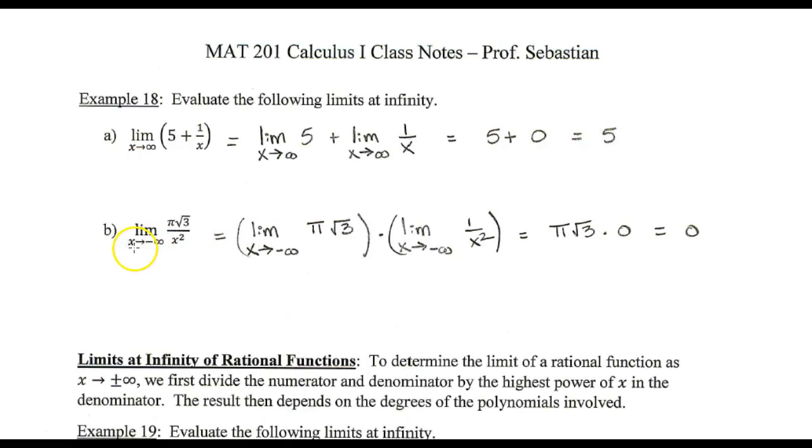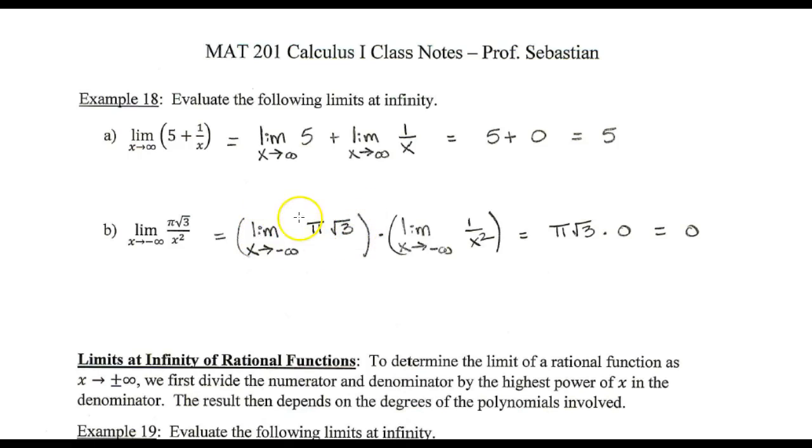Now I have the limit as x approaches minus infinity of pi times the square root of 3 over x squared. Now I can think of this as the two functions pi times the square root of 3 times 1 over x squared. So I'm going to break that up into the product of two limits. The limit as x approaches minus infinity of pi times the square root of 3 times the limit as x approaches minus infinity of 1 over x squared.